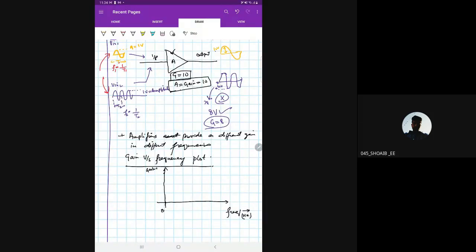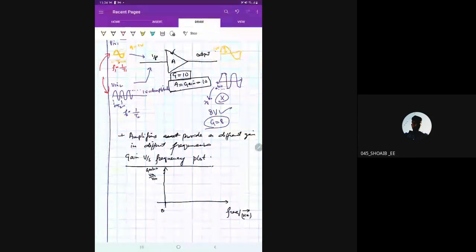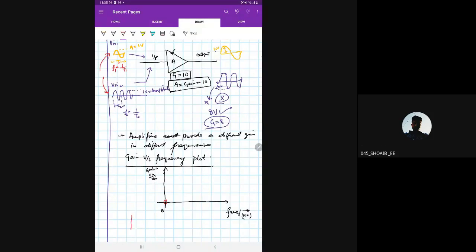What is gain? Gain is V output divided by V input. Generally, we say that gain versus frequency response of an amplifier, it is like this. See, for zero frequency, that is here. So this is a zero frequency. If the signal frequency is zero, what is signal known as? It is known as DC signal, because here frequency is zero.